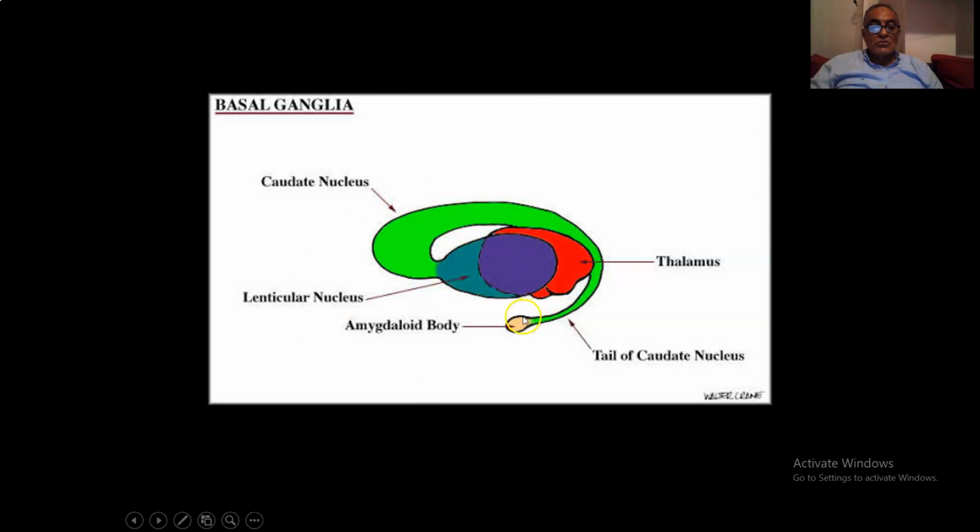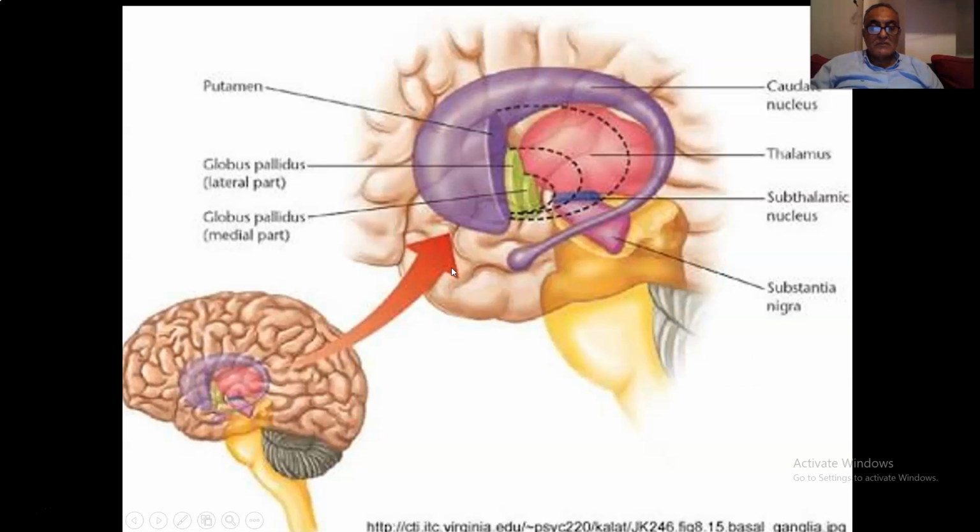Again, showing you caudate coming from the amygdaloid, ending in the putamen. Another view, look here. When you see this view, they become one nucleus, the head of the caudate and the putamen. So they are considered as one functioning unit, having a head blending together, putamen and head of the caudate.